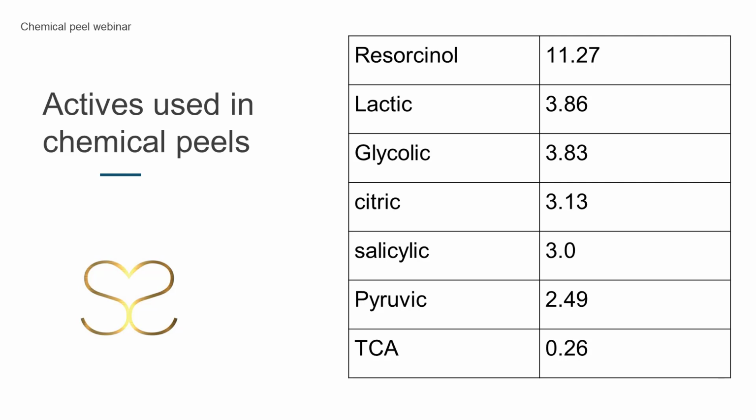The strength of the acid is determined by the pKa value. This table demonstrates the strength of acids from weakest to strongest. This explains why a 5% TCA is way stronger than a 5% lactic acid.